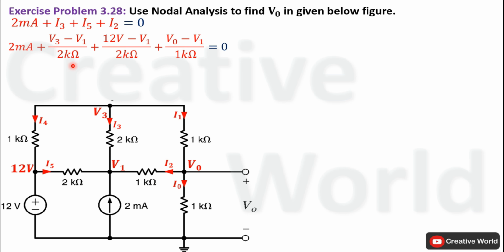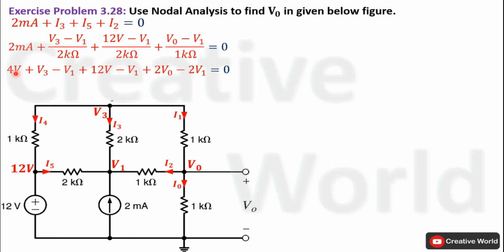Now in order to omit all denominator values, we will multiply this equation on both sides with 2 kilo ohm. The product of 2 kilo ohm and 2 milliampere will result in 4 volt. Here the product of 2 kilo ohm and the 2 kilo ohm in the denominator will cancel out with each other. Only V3 minus V1 will be left. Here again the 2 kilo ohm and the 2 kilo ohm in the denominator will cancel out with each other. Only 12 volt minus V1 will be left. And here the 2 kilo ohm and the 1 kilo ohm in the denominator will leave only 2, and that 2 will multiply with V0 minus V1. It will become 2V0 minus 2V1.